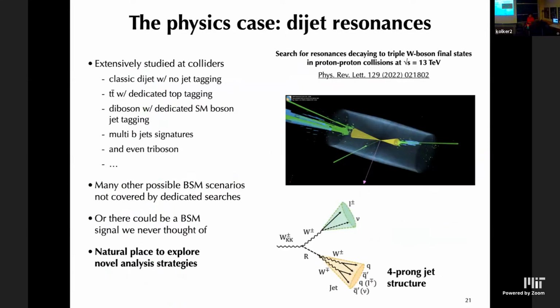Di-jet resonances have been studied extensively at colliders with many different hypotheses on how the jets look like. But there can be many more beyond standard model scenarios not covered by dedicated searches, or there could be, let's say, a BSM signal that we never thought of. So it's a natural place to explore novel analysis strategies.